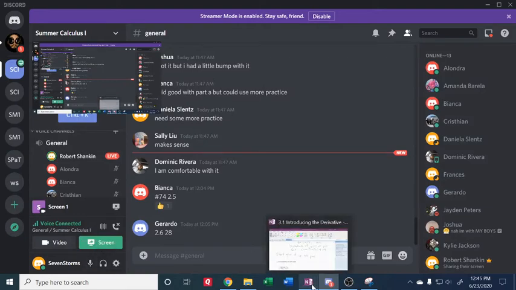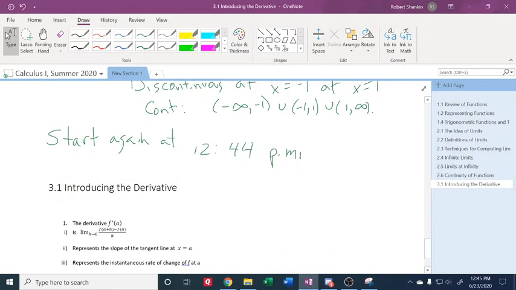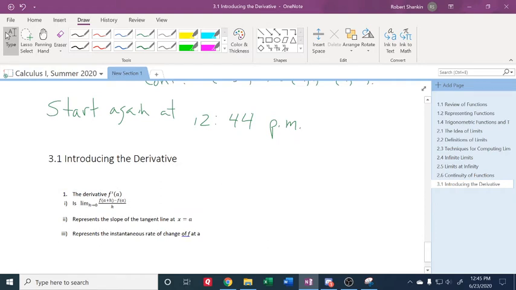All right, we're going to start up again, and we'll go into section 3.1, introducing the derivative.